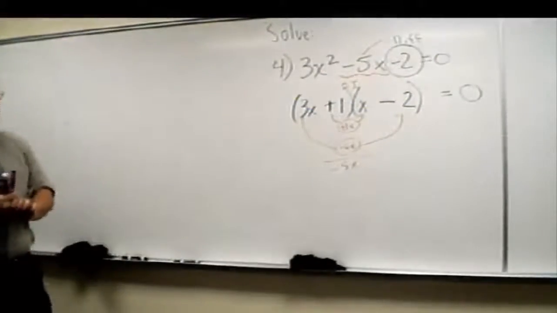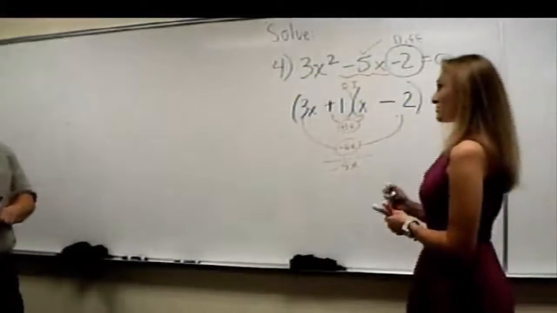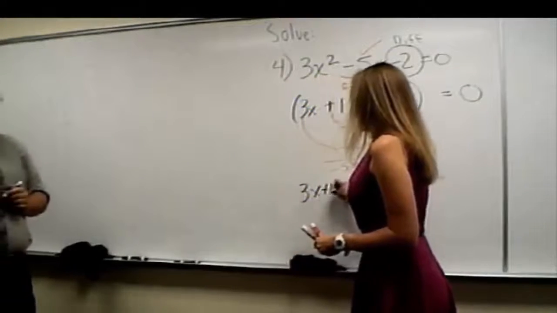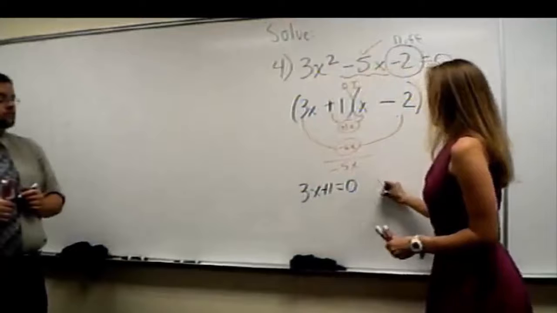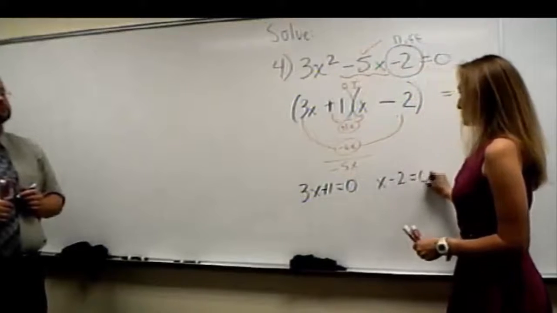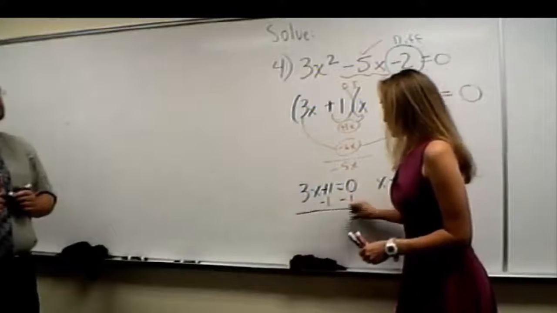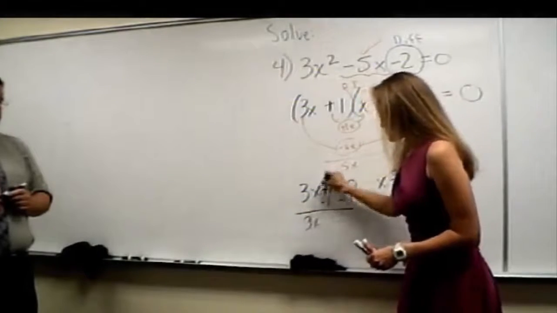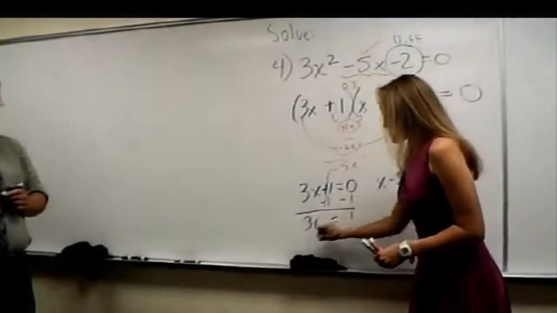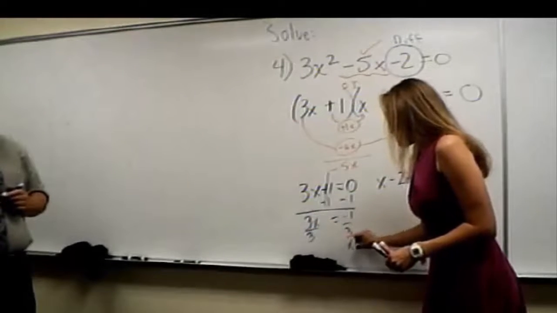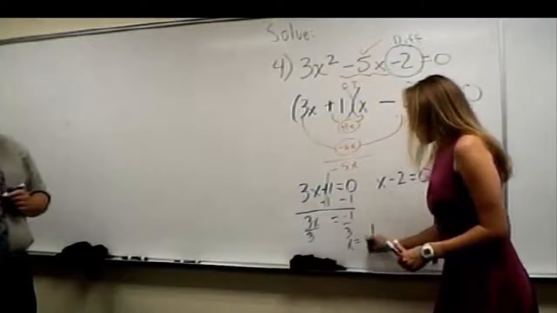The next thing is I need to set each individual factor equal to 0. So I'm going to choose the factor 3x plus 1 equals 0. And the other factor is x minus 2 equals 0. I'm going to solve by subtracting 1 from each side. So 3x, this cancels, is equal to -1. I divide both sides by 3. And x is equal to -1/3 for the first factor.